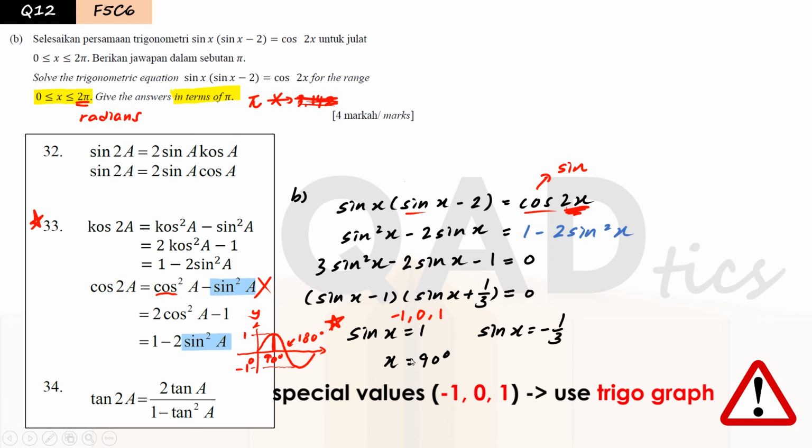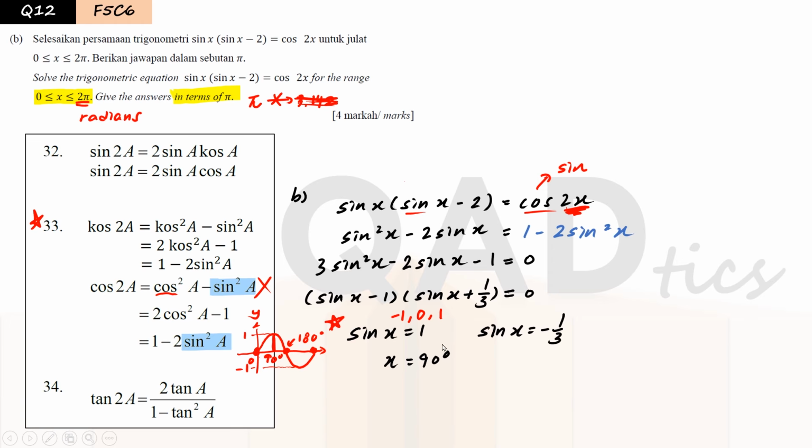So for values that have -1, 0, and 1, we need to use the graph way to find out the answer. So imagine, if let's say it's sine x equals to 0, and if we use calculator, there will only be one answer. But if you look at the graph here, when y is 0, you can see that there are 3 answers. 1, 2, and 3. 3 answers, which the calculator cannot find. So we need to use the graph method to help us for this.